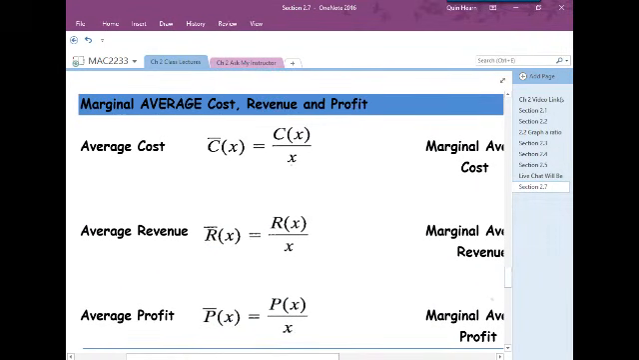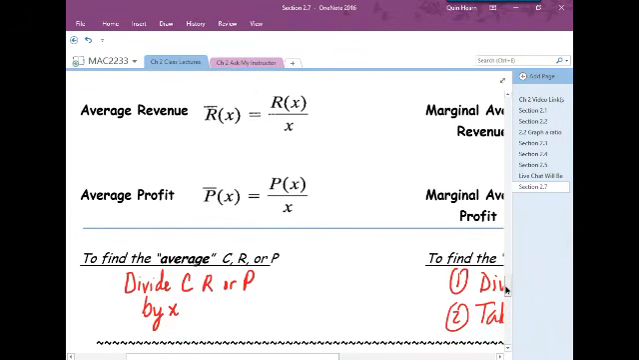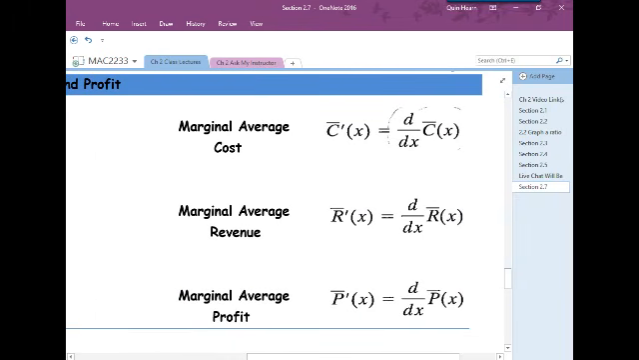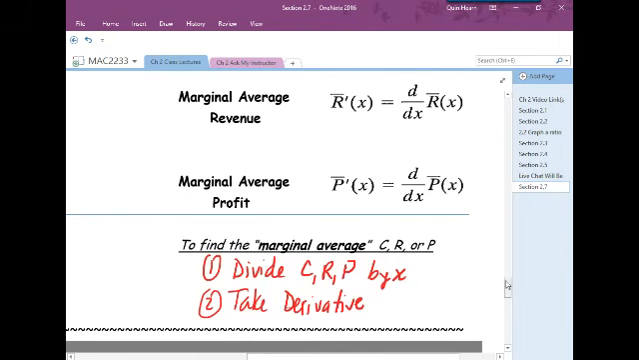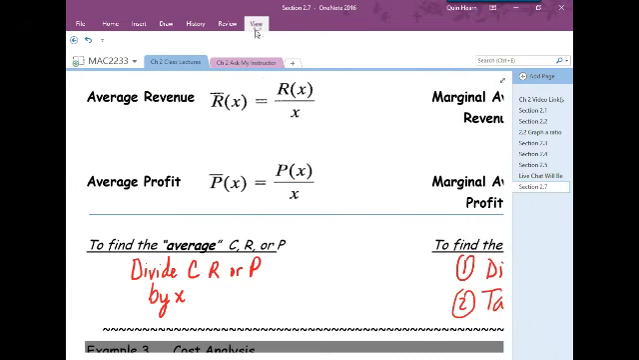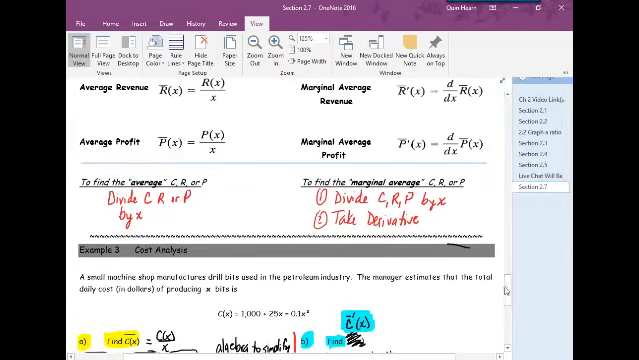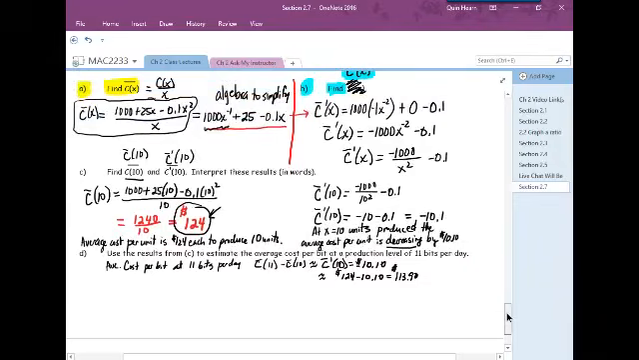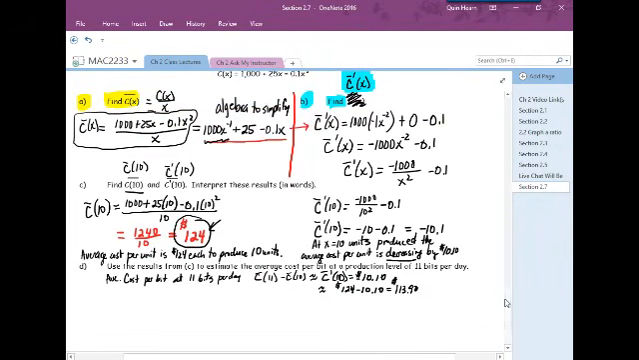Then we talked about the average cost. To find the average cost, revenue, or profit, you divide by X. To find the marginal average cost, revenue, or profit, first you find the average, then take its derivative. So you divide by x, then take the derivative. Okay, we practice doing that. All right, so these are the application problems that you can expect to see on test 1. We've now finished chapter 2.